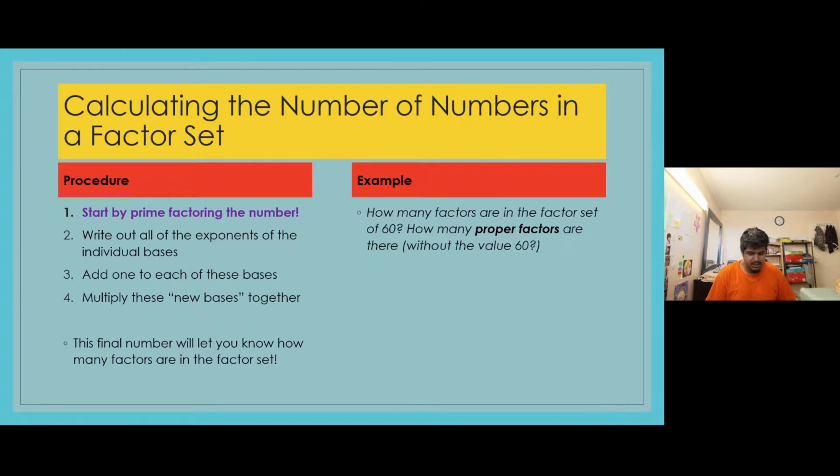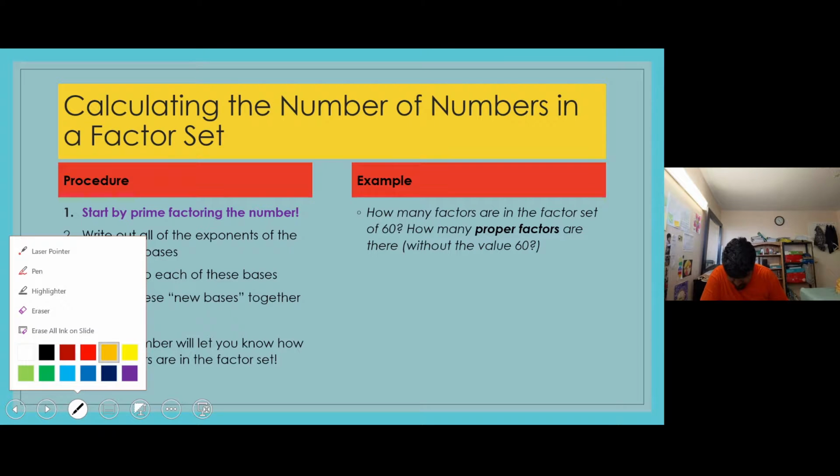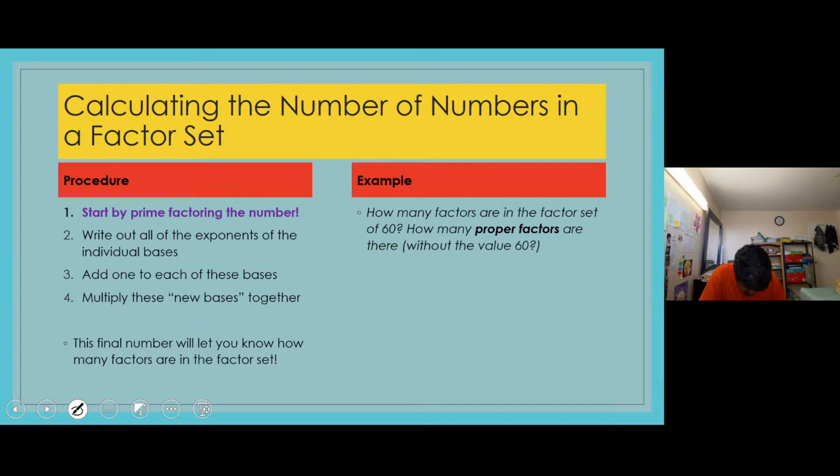So the question is, how many factors are there in the factor set of 60? And then they also ask for how many proper factors there are. Okay, so here's our number 60. Ooh, that color does not show up well. Let's go with this color. Oh, much better. So here's our number 60, and let's begin again by prime factoring.